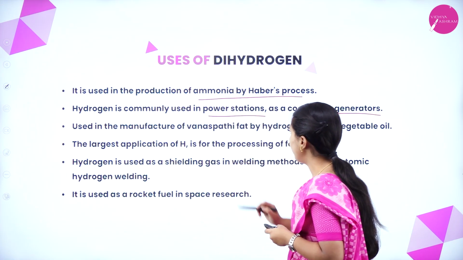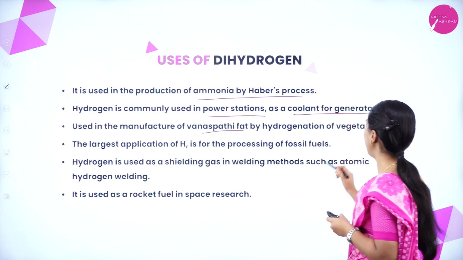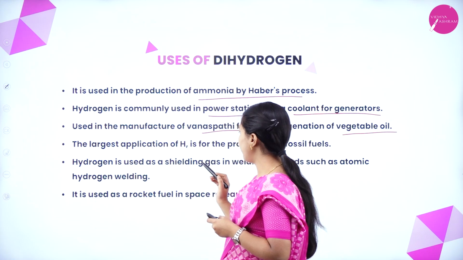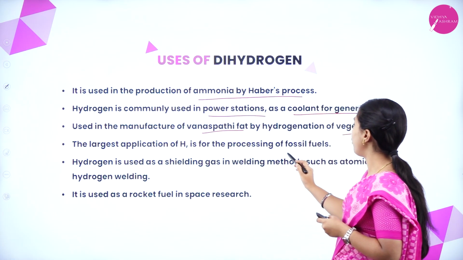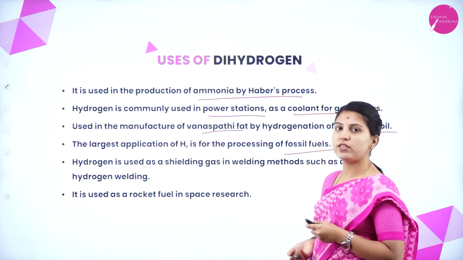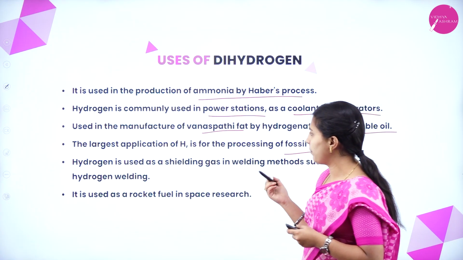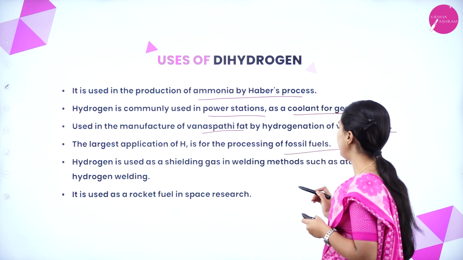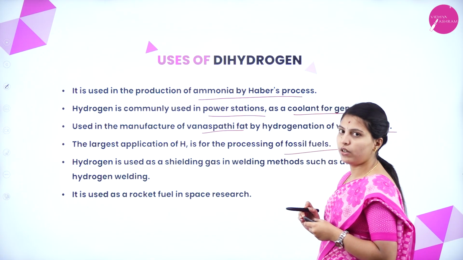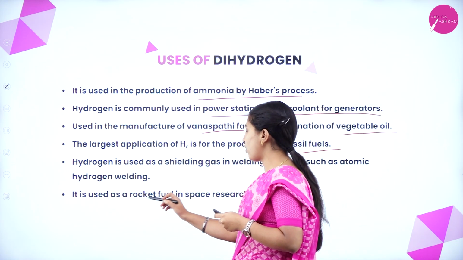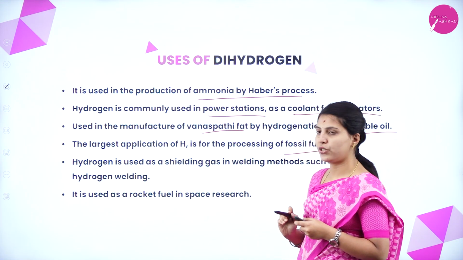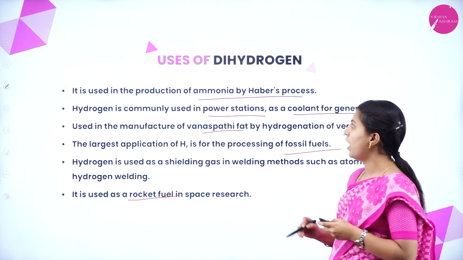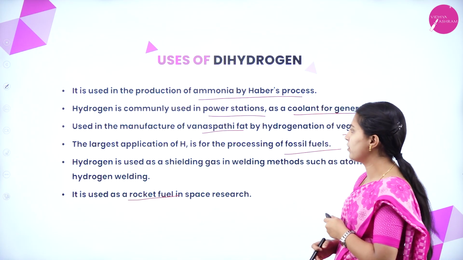Used in the manufacture of vanaspati fat by hydrogenation of vegetable oil. This reaction also we saw. The largest application of hydrogen is for the processing of fossil fuels. To process the fossil fuels, hydrogen gas is very much needed. Hydrogen is used as a shielding gas in welding methods such as atomic hydrogen welding. It is used as a rocket fuel in space research. Hydrogen gas will be used as rocket fuel. These are the major applications and the overall uses of dihydrogen.